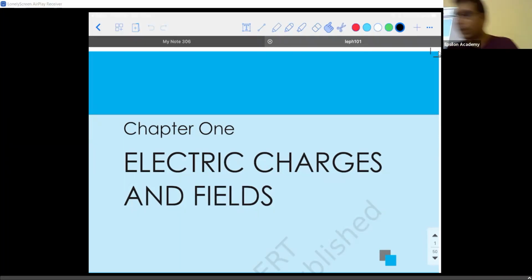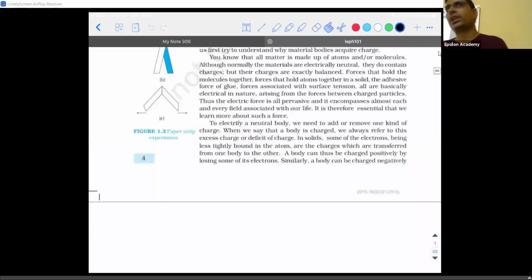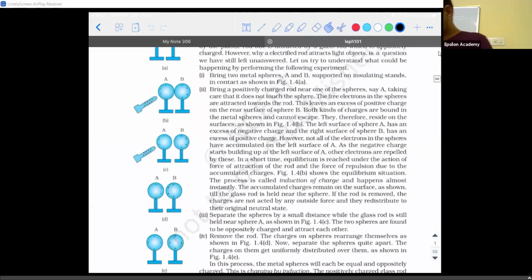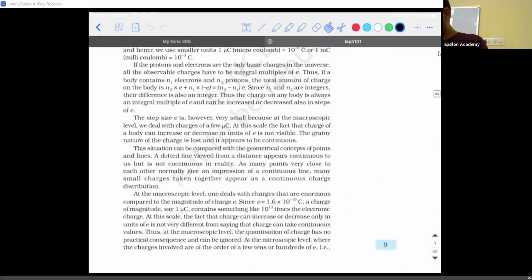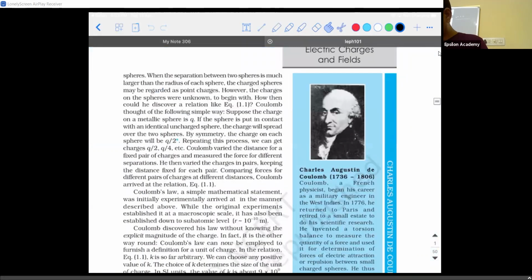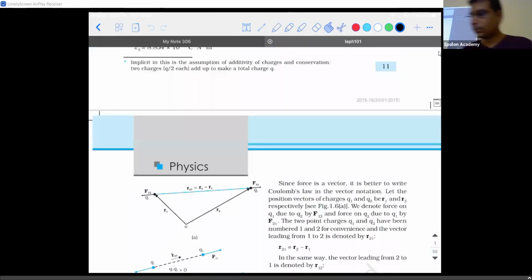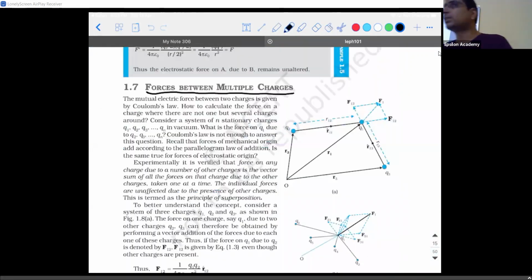So we'll do one more problem based on the principle of superposition, then we'll go on to the next concept. Okay. So there is an example problem which is based on it. Let me discuss this. The topic principle of superposition is given in your textbook as force between multiple charges. That's what I explained as the principle of superposition. Okay.